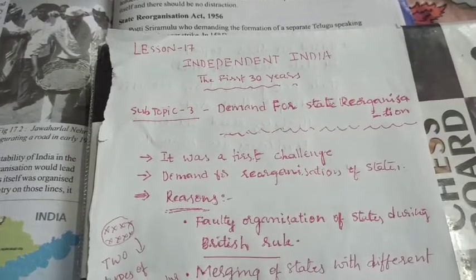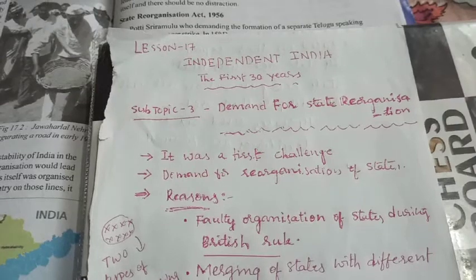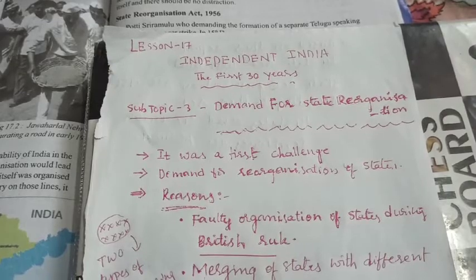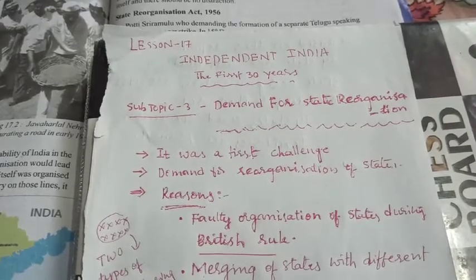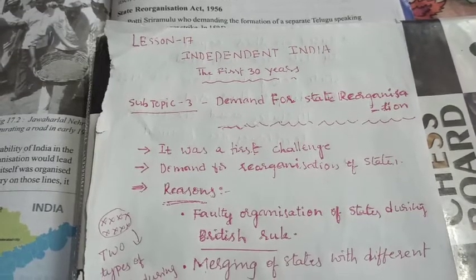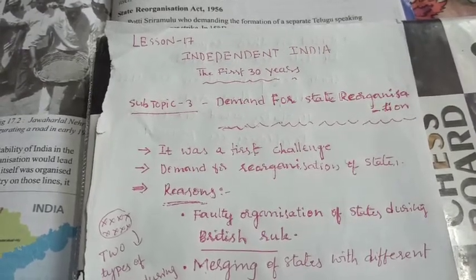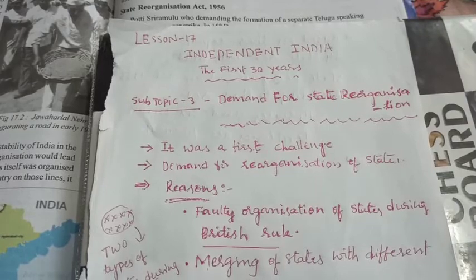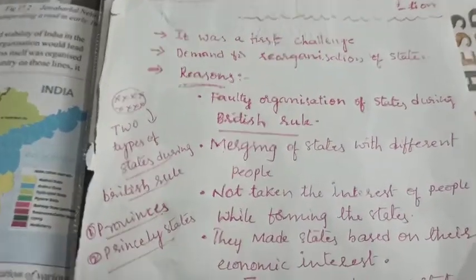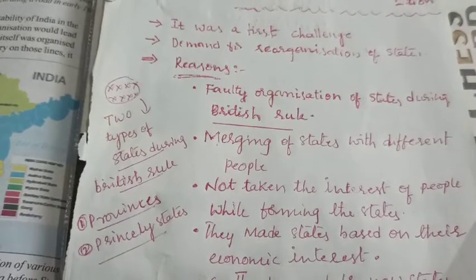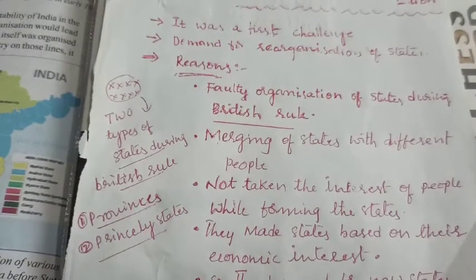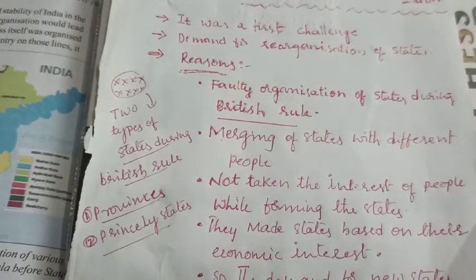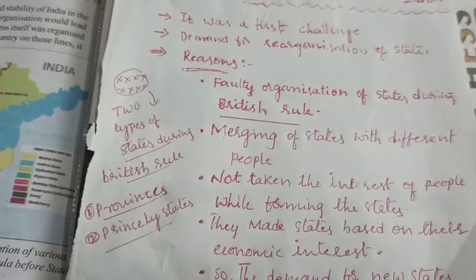So, what's the meaning of this reorganization? Earlier, there were states irregularly formed without the interest of the people, and now the people, after getting independence, started demanding separate states or their own states. Particularly, when talking about states during British rule, there were two kinds we can find here. One is provinces, and the second one is princely states. Provinces are like present states, and princely states were under control of rulers like the Nizam state.